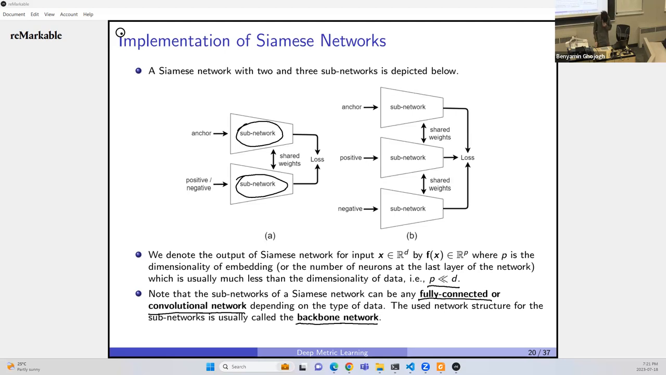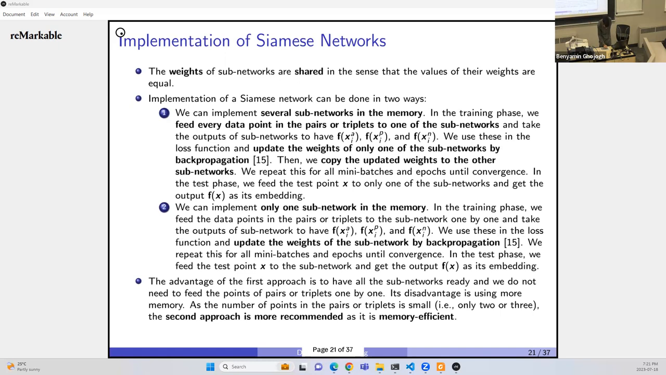So as we said, the weights should be shared. Why do the weights need to be shared? Because I want to pass the anchor to one of the networks, the positive to another one, the negative to another one, and they should pass through the same network, right? That's the reason.